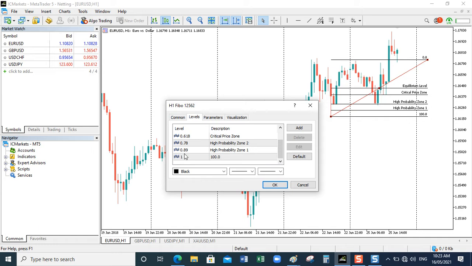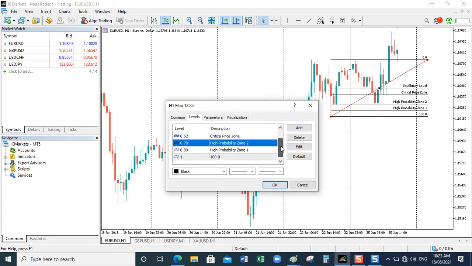This is a 0.89. It should be below all of them. Then followed by 78, then 61, which is 62. You can still put it as 61.8. So you see the same thing. Yeah. So that is that.